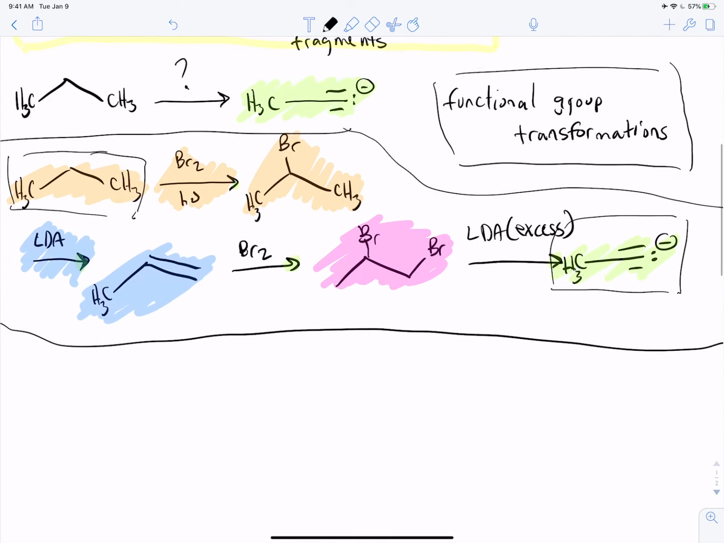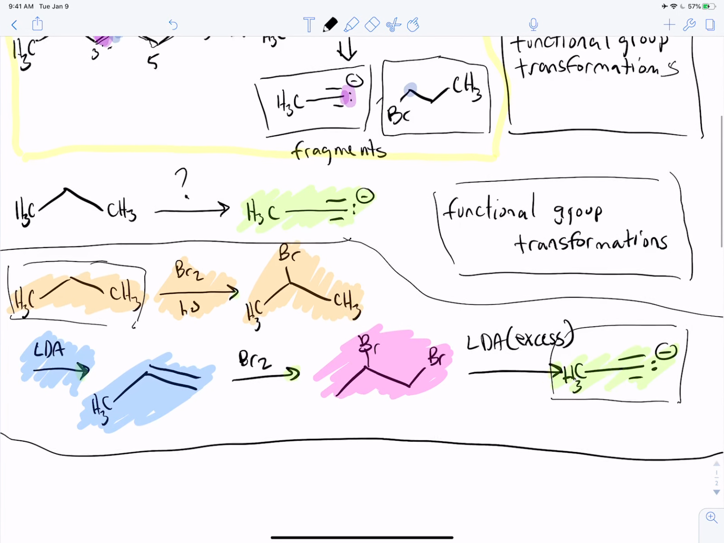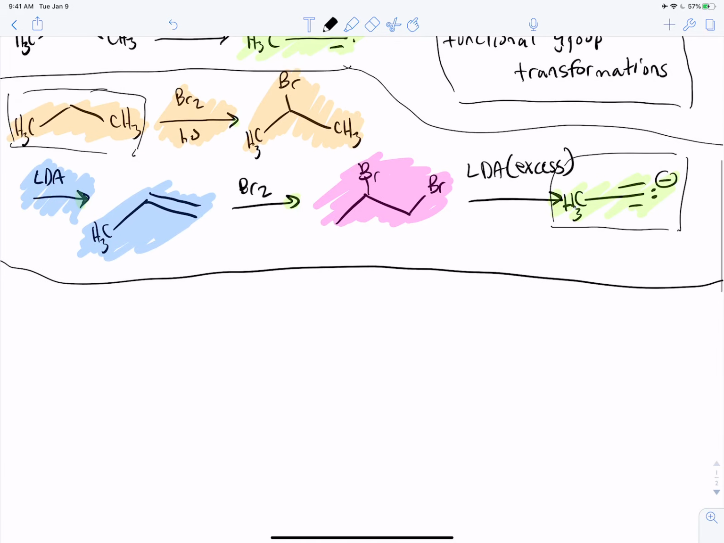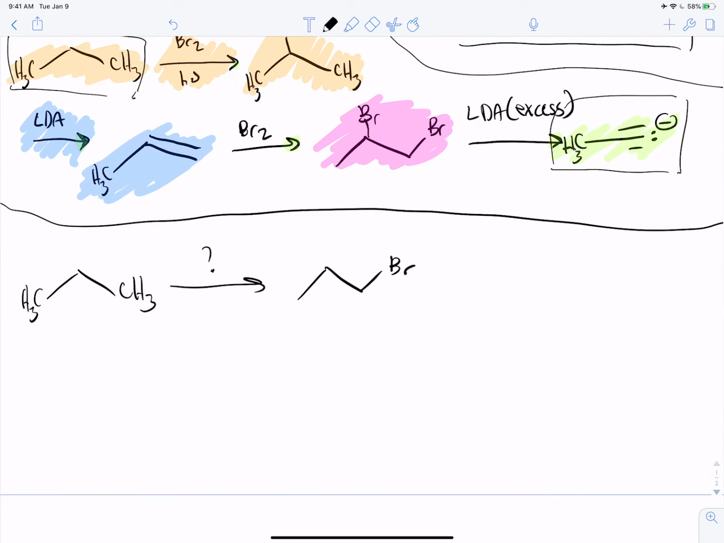Okay, so that gets me to the acetylide anion, which I'm using that term interchangeably with an alkyne. And now our other thing that we need to make is this, right? So the question that we're asking now is, how do we go between that to that?